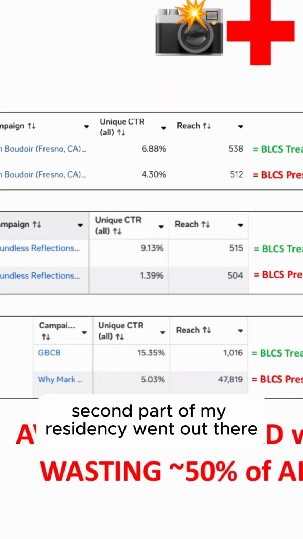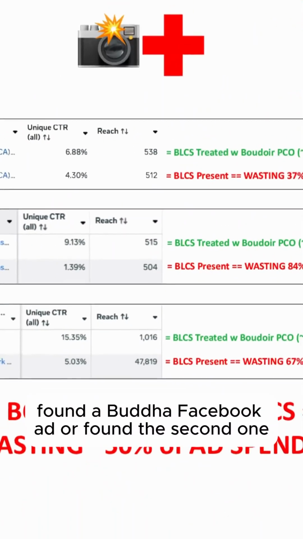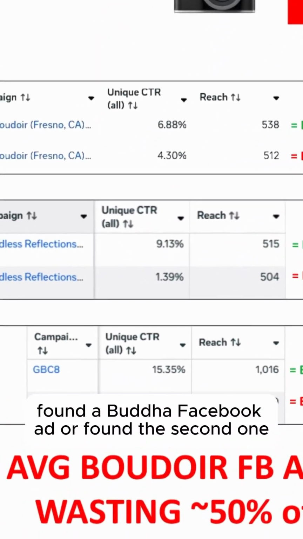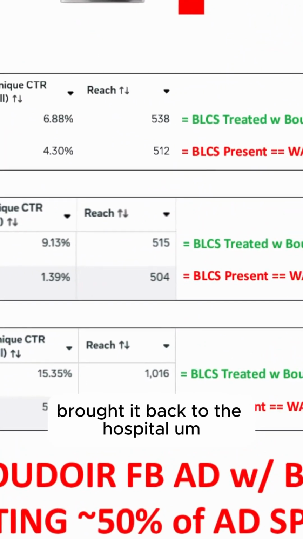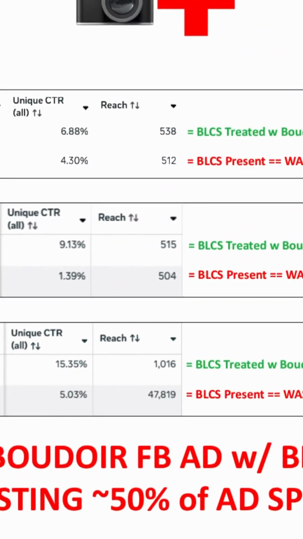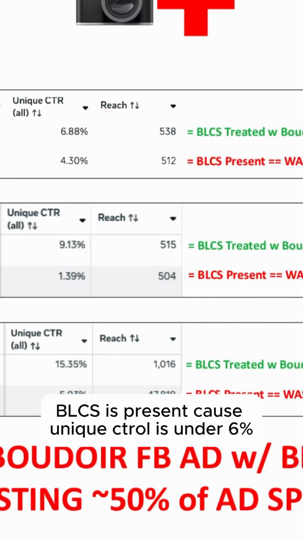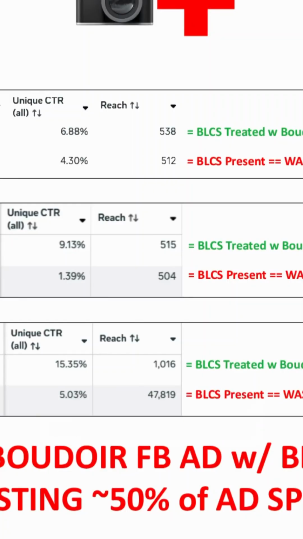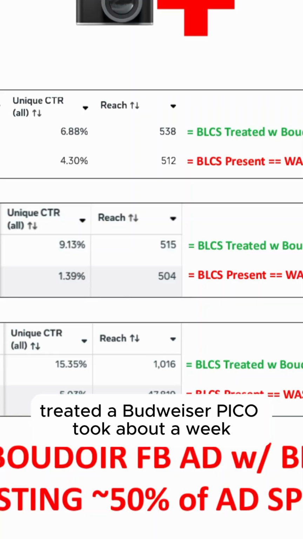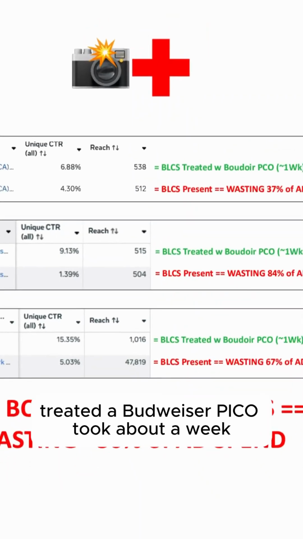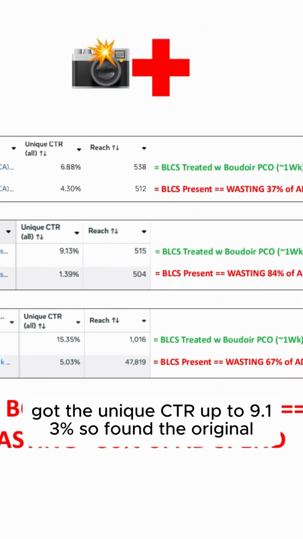Second part of my residency, went out there, found a second Boudoir Facebook ad, brought it back to the hospital, tested it, found its unique CTR was 1.39%. So we know, okay, BLCS is present because unique CTR is under 6%. And we duplicated it, treated with Boudoir Pico. Took about a week. Got the unique CTR up to 9.13%.